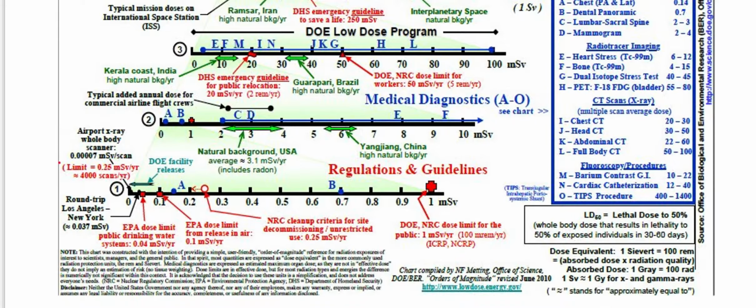Airport X-ray scans: each scan, the human body receives 0.00007 millisieverts. And there's a limit to the human body of 0.25 millisieverts per year, which is about the equivalent of 4,000 scans per year. That seems quite a lot. Most people are not going to travel through an airport 4,000 times per year, so they will be under this limit set by the EPA.